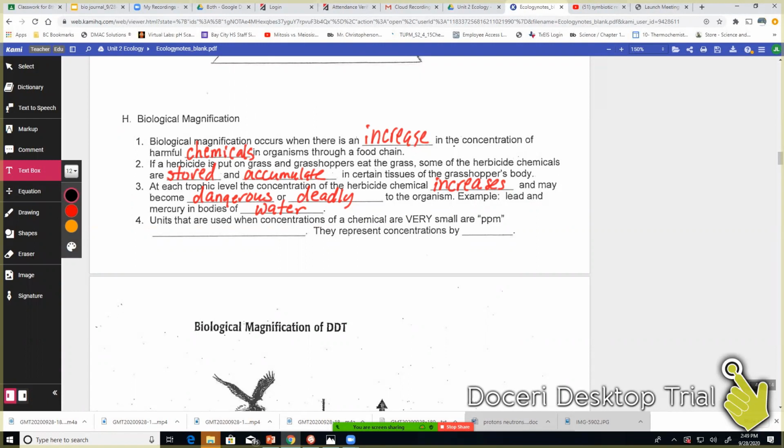Units that are used when concentrations of chemicals are very small is ppm, which stands for parts per million. And this represents concentrations by mass. So it's not like you really have a whole lot. It's still a very small amount, but sometimes even a very small amount can be very dangerous.